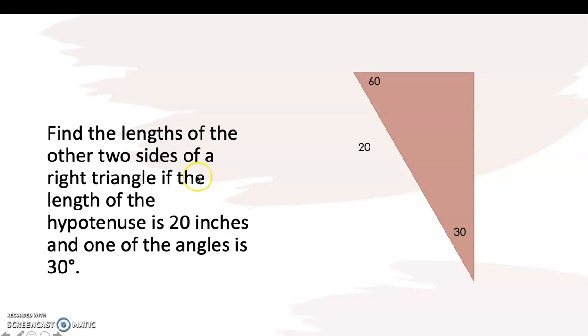Okay, so this problem says find the length of the two other sides of a right triangle if the length of the hypotenuse, which we have here, is 20. One of the angles is 30. If one of the angles is 30, we're able to find the other angle is 60. Remember that the sum of the angles in a triangle is 180. We all should be used to finding those by now. So 180 minus 90 minus 30 gives you 60. That's where I got this number here. So we have a 30, 60, 90 triangle. We want to find the length of the two other sides, x and y.